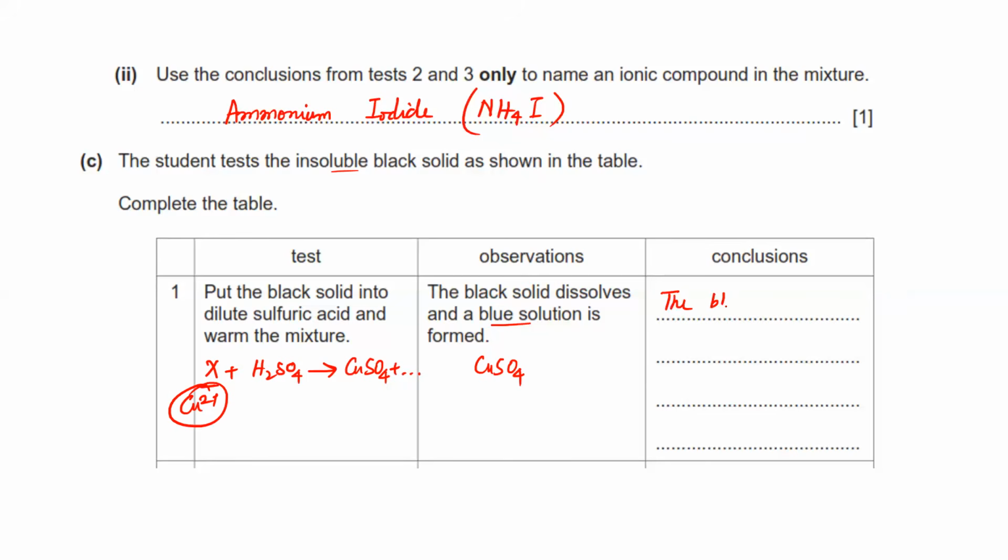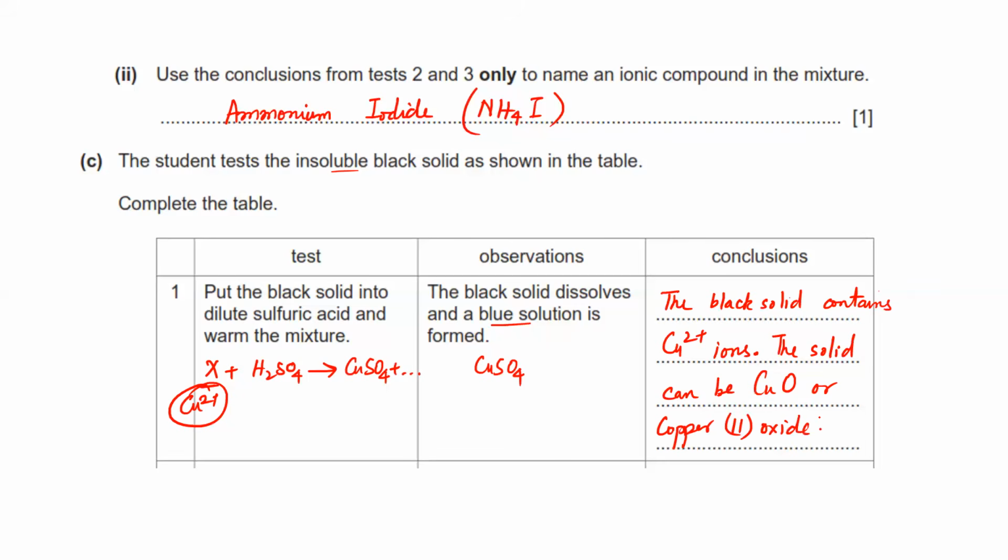The black solid contains Cu2+ ions or copper ions. The solid can be CuO, or you can call it copper(II) oxide. Okay, so this is how we can describe this black solid.